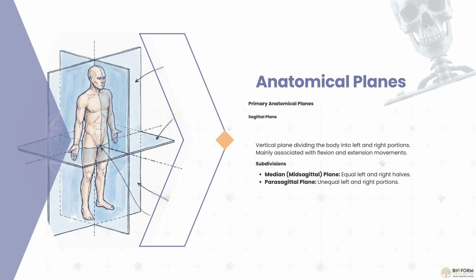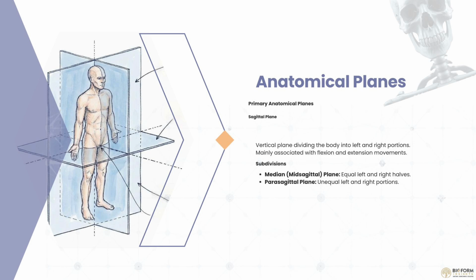The sagittal plane is a vertical cut that travels from the front of the body to the back, dividing the body into left and right portions. In biomechanics, this is arguably the most active plane. It is the primary stage for movements that involve folding or straightening the body. When you analyze a squat, a sprint, or a bipedal gait cycle, you are primarily observing displacement within the sagittal plane.